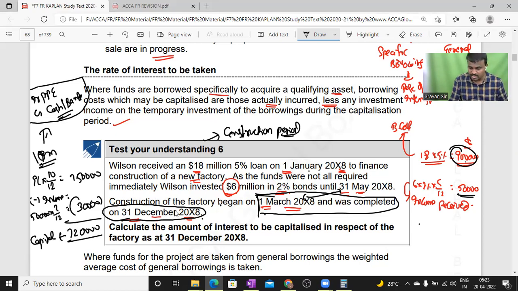The total amount spent here is 9 lakh minus 50,000, which is 8 lakh 50,000 in total, right? Out of that, only 7 lakh 20 is capitalized. Whatever the rest is, 1 lakh 30,000, that amount is expensed, nothing but transferred to profit and loss account.